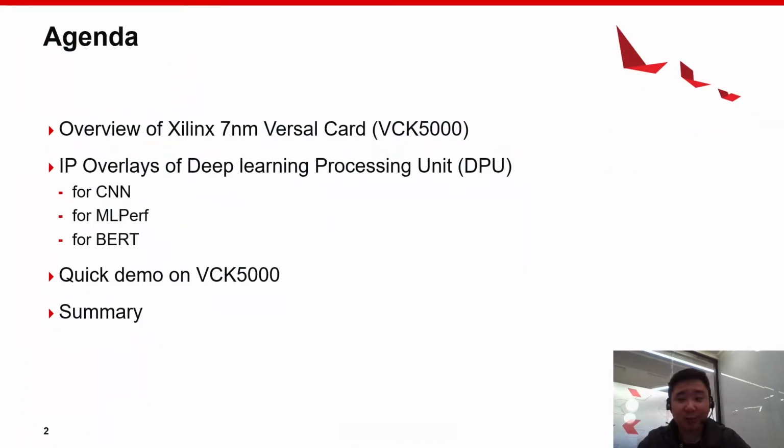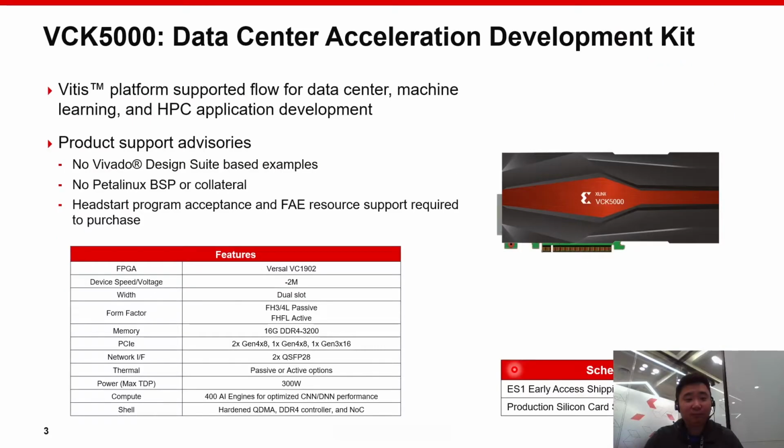Here is the agenda for this session. At the very beginning, I will briefly introduce the VCK5000 card, which is the Xilinx 7nm Versal card, and jump to the 3 overlays for different deep learning tasks afterwards. The introduction includes a quick demo on how to run a Vitis-AI sample on this Versal card, with a summary at the end of this session.